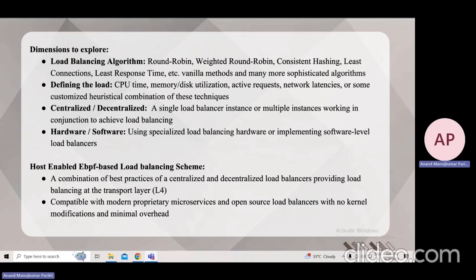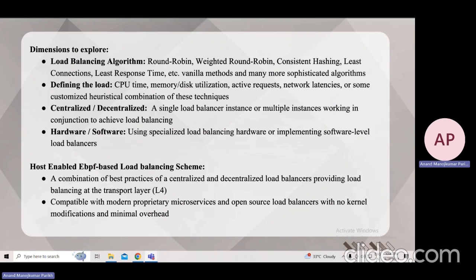However, in complex systems, defining the load itself is a challenging problem and can comprise a customized combo of CPU time, memory utilization, or number of active requests being served. Interestingly enough, the load balancer itself may be a decentralized service running multiple instances jointly, acting as a single load balancer, which allows for better horizontal scaling at the expense of more complicated communication and consistency amongst these instances.